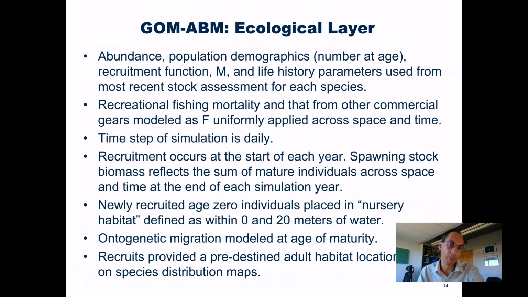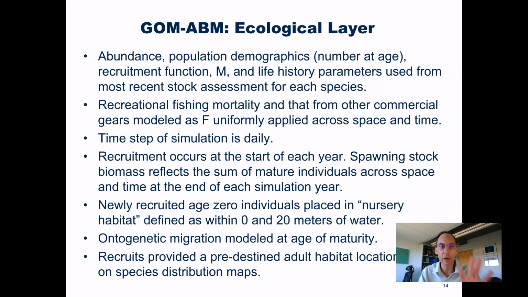So then for the ecological layer, we borrow the abundance at age, the population demographics, so survival and recruitment functions, estimates of natural mortality, and other life history parameters, growth, maturity, etc., from the most recent stock assessments for each of these species.